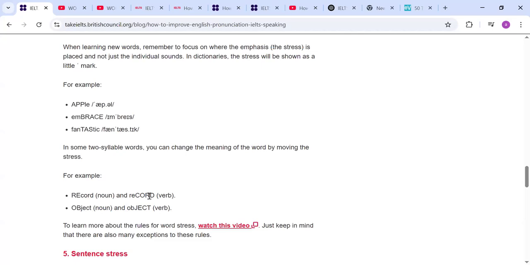When I watched this video about stress, I came to know that when they use it as a verb, they say re-CORD, because in two-syllable words the stress goes to the second syllable in a verb, but in a noun, stress goes to the first syllable. So both have different pronunciations. You need to search about it today. Whenever you watch the video, you will know both have different pronunciations.